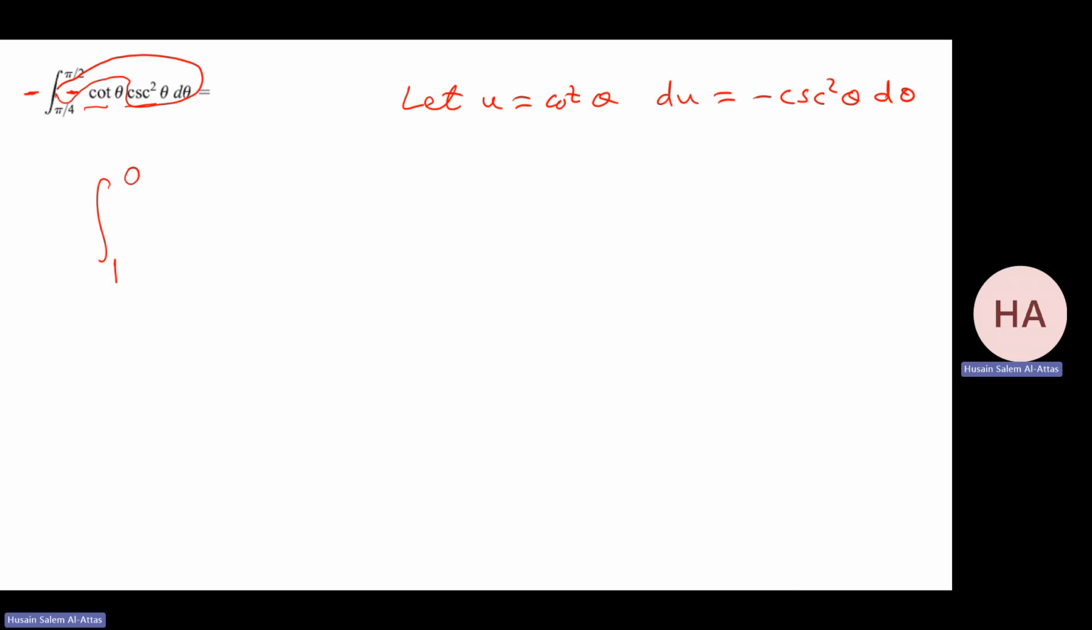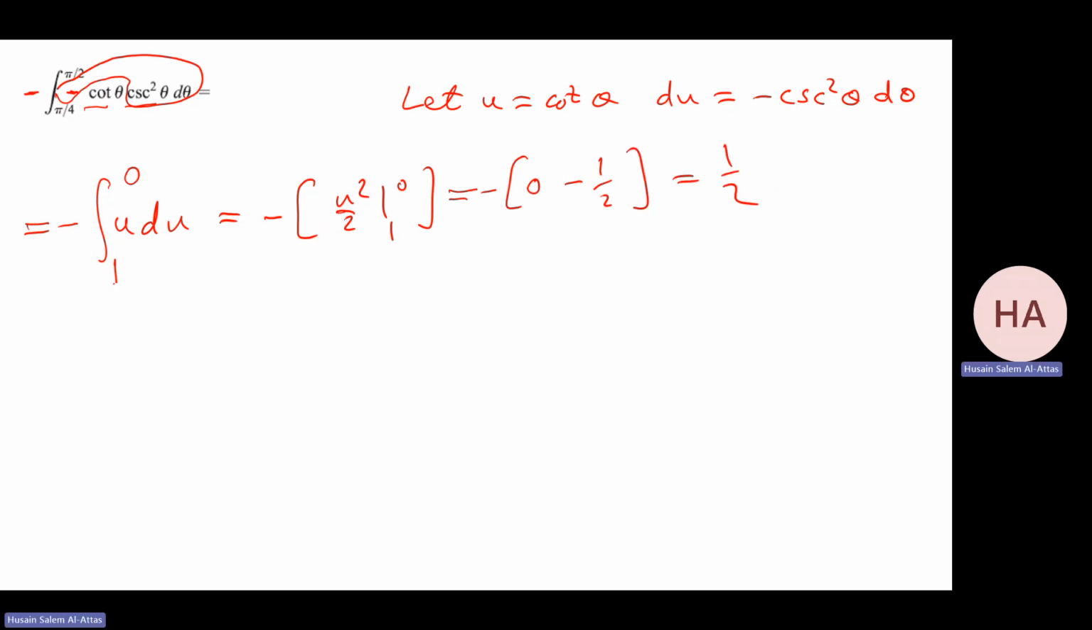Don't forget the minus sign, which is outside. u du gives me minus u squared over 2 from 1 to 0. I don't care whether this one is less or more, I don't care about that. I just do the calculation. That gives me minus 0 minus half, which is half. That would be the answer.